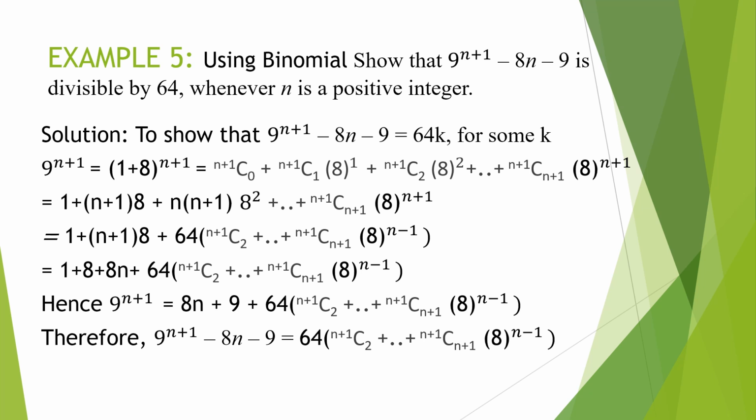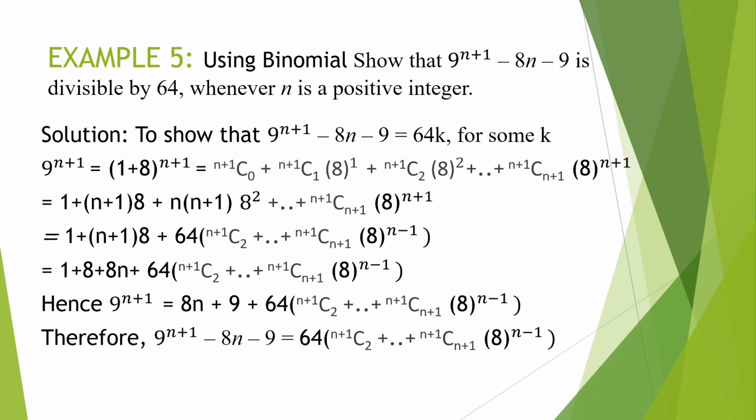Instead of n, you are having the last term as n plus 1. So when you put that in the formula, you will get (n+1)C0 plus (n+1)C1 into 8 raised to 1 plus (n+1)C2 into 8 square, up till (n+1)C(n+1) into 8 raised to n plus 1.